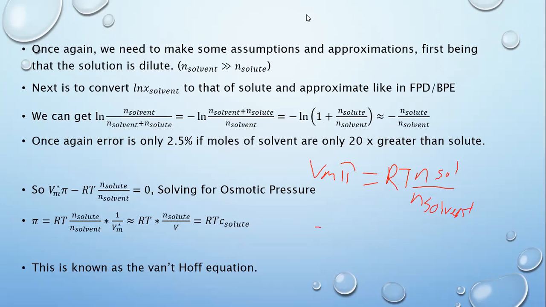Now remember that n times Vm turns a molar volume into just a regular volume. So when you divide both sides by Vm, you get the n over V. And that's how we get pi equals RT M. Or in this case, we use C for concentration. So that's the magic we do. This is known as the van 't Hoff equation right there, the osmotic pressure equation.